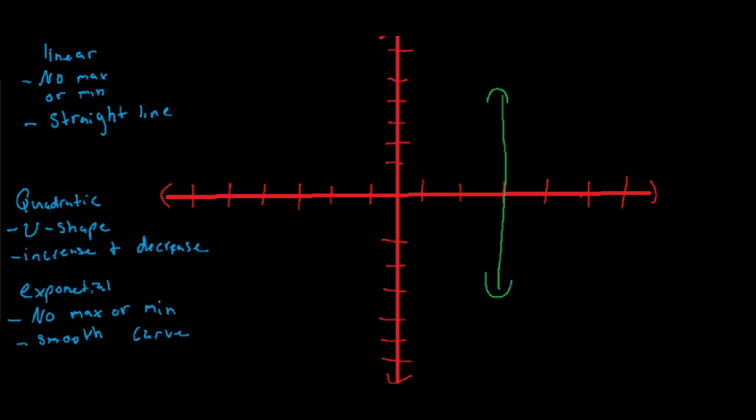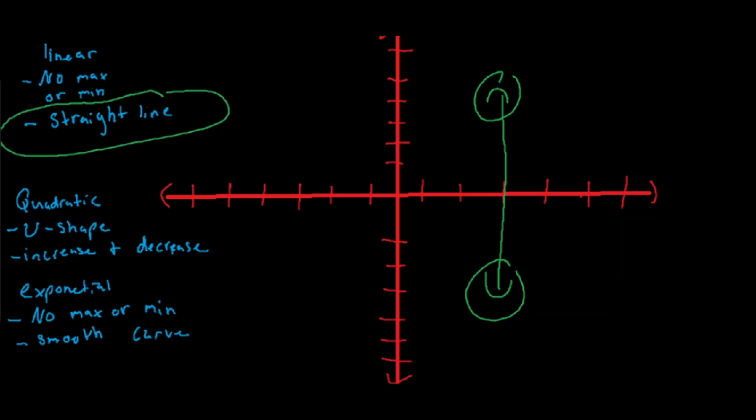Line. This function, well, right off the bat, we can see it's continuous and it's a straight line. There's also no max or minimum because this line is continuous. So we are able to say that this line is also a linear function because it matches up with our definitions, which means there's a straight line and it has no maximum or minimum.